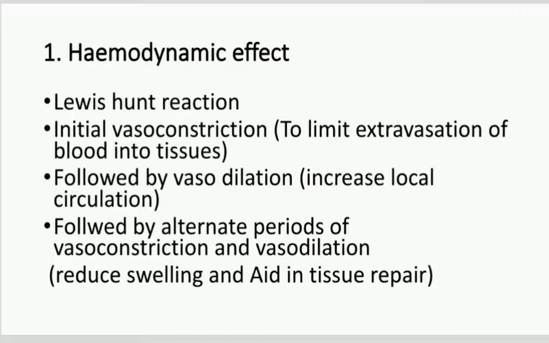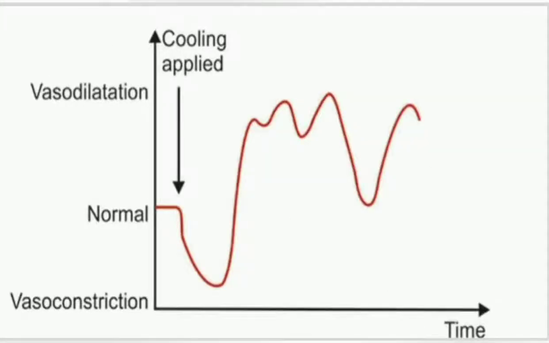I would like to explain importance of each step here. Initial vasoconstriction helps control bleeding by limiting the extravasation of blood into the tissues. Vasodilation improves local blood flow and improves tissue healing. Alternate periods of vasoconstriction and vasodilation reduces swelling and also promotes tissue healing. This picture depicts Lewis Hunt reaction clearly.